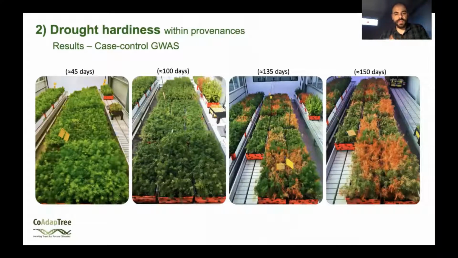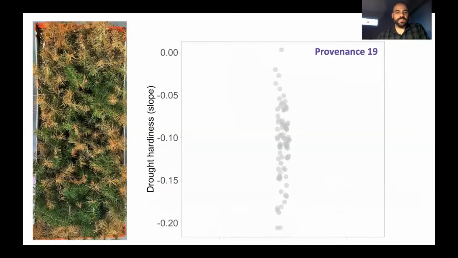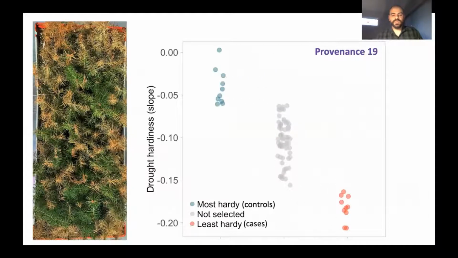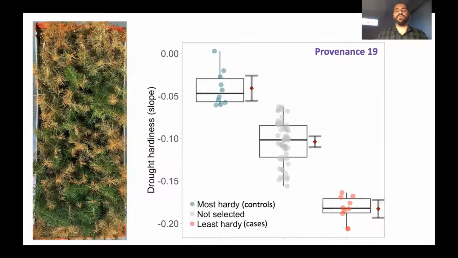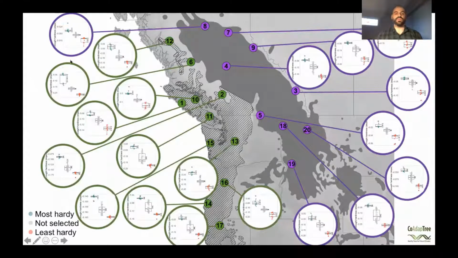Here is the experiment over time. You can see that I really tortured the plants here. So I ranked the individuals in terms of the slope and separated the two groups, most hardy from least hardy individuals, and tested for the difference between these two groups. And for all the populations, I was able to separate individuals pretty well within each population, so large variation within provenance.